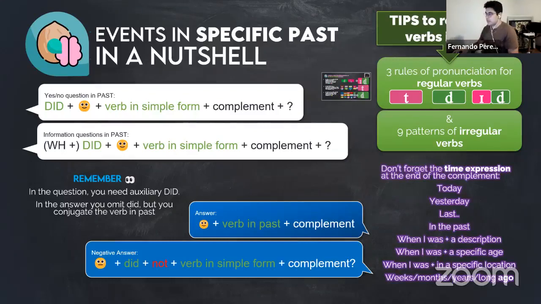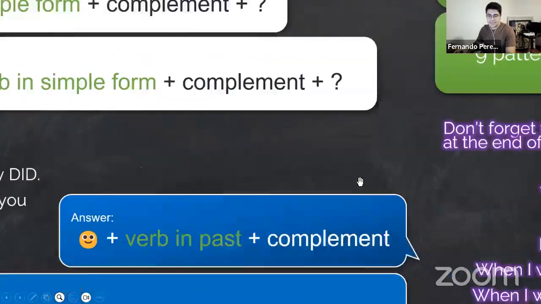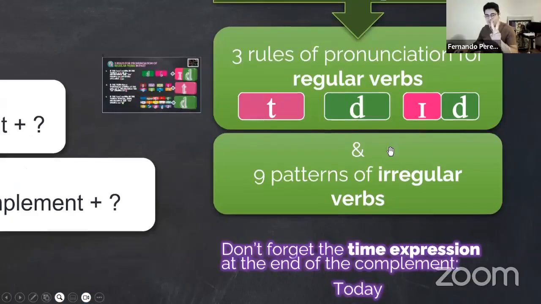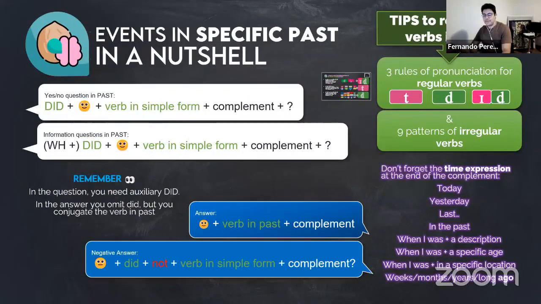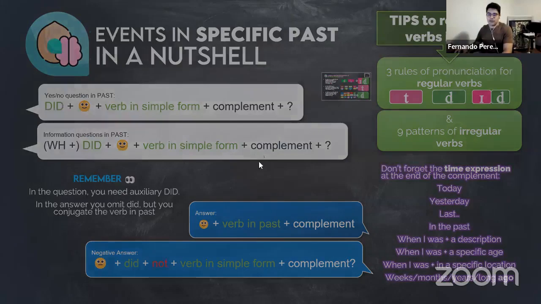We are going to continue practicing with this information, but we are going to put some emphasis on this section. The second tip, tip number 2: the 9 patterns of irregular verbs. Because in English, irregular verbs are very different. In English, there exist different forms of irregular verbs.